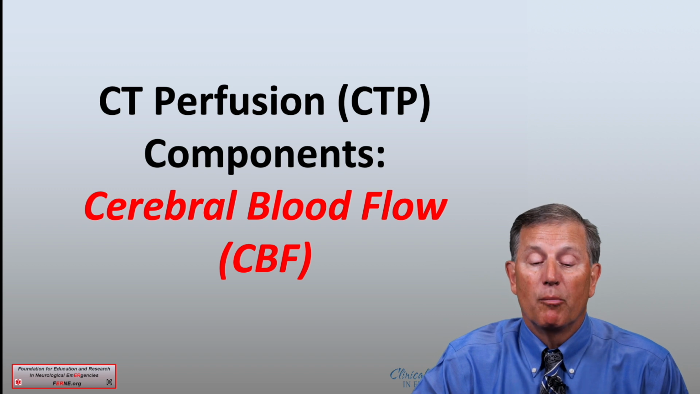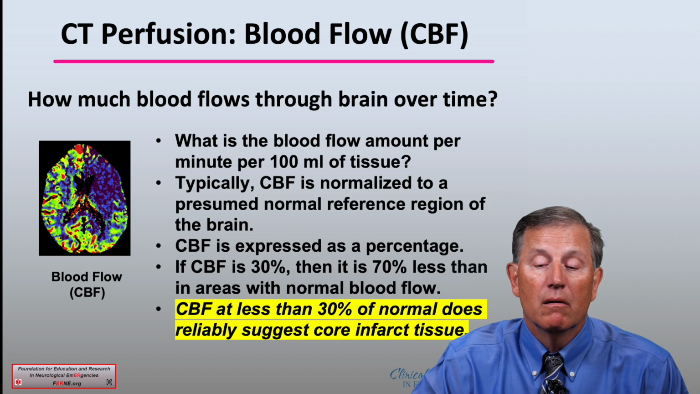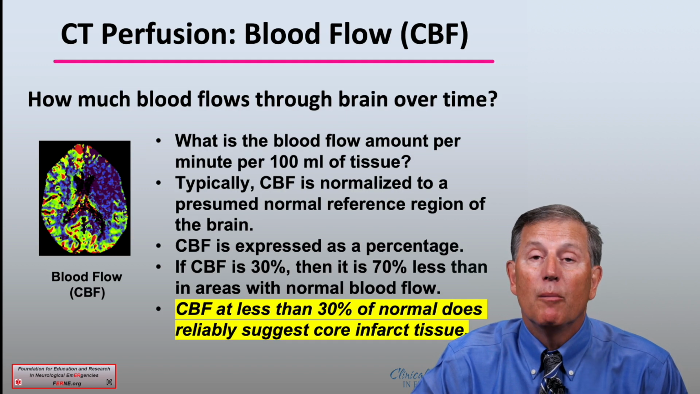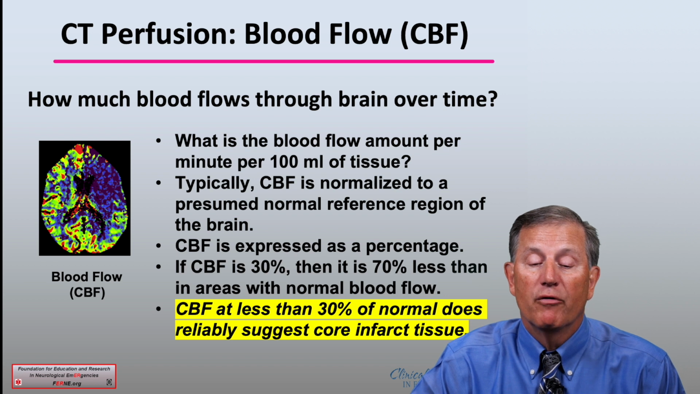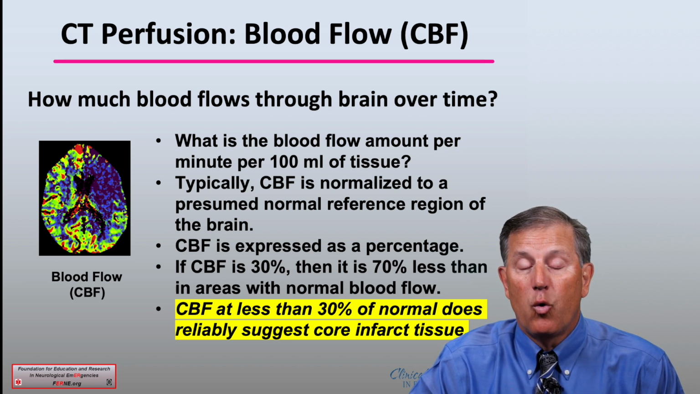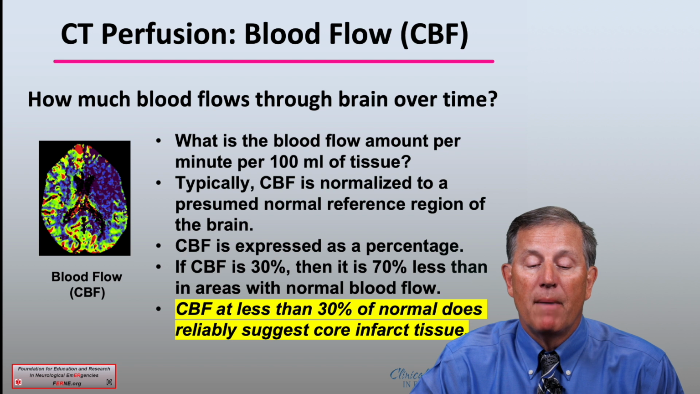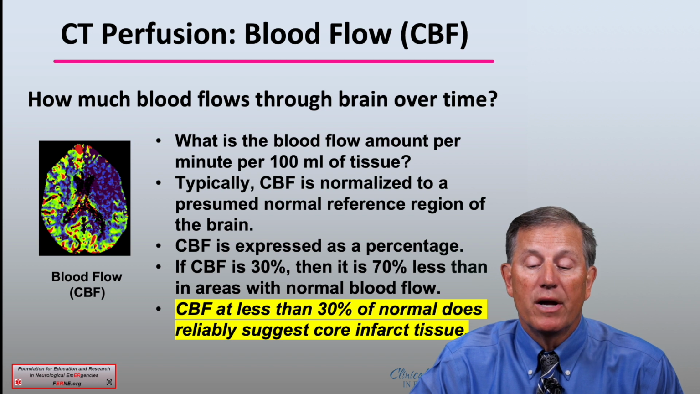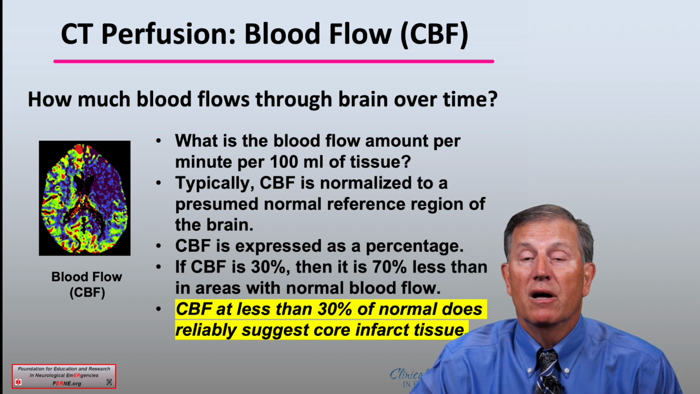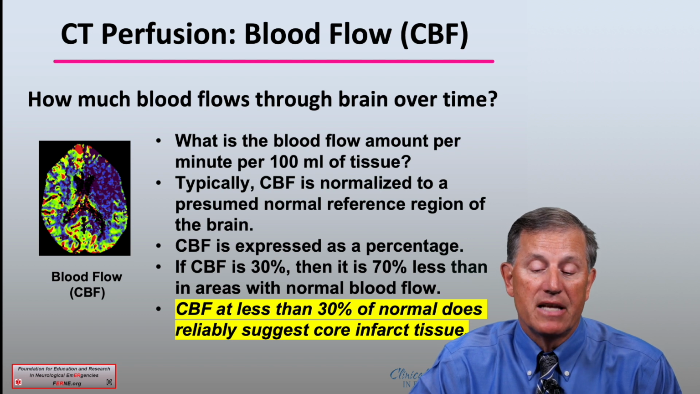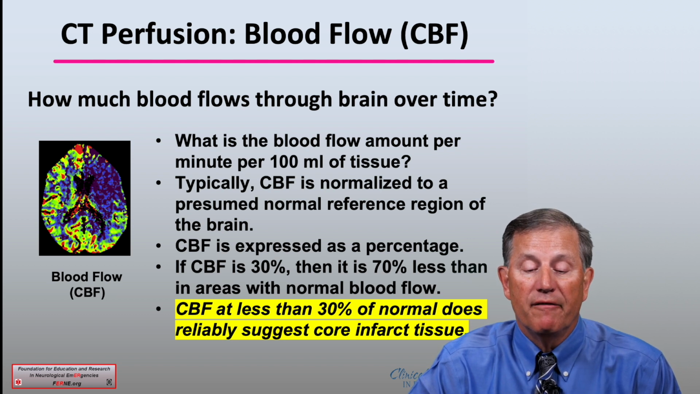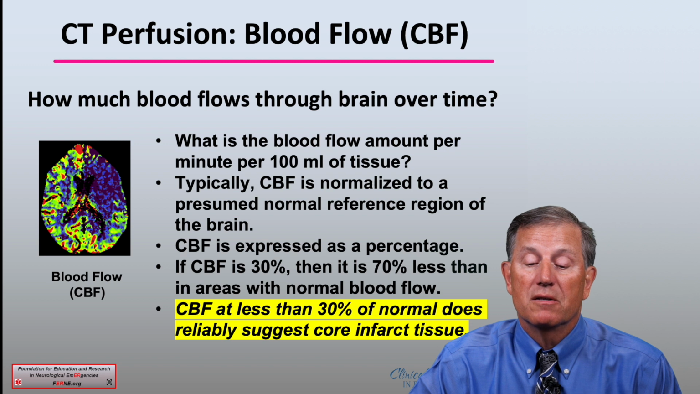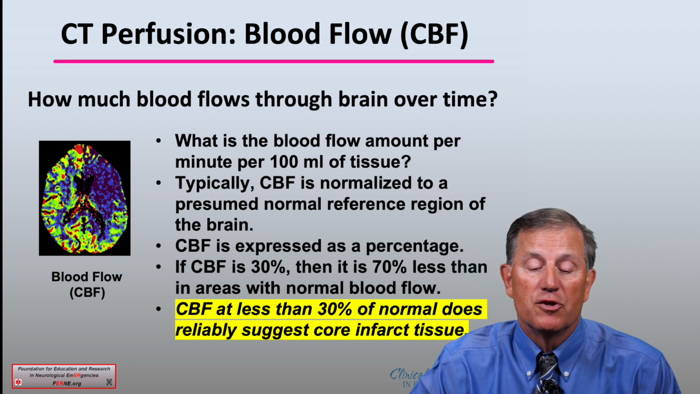What about cerebral blood flow? You ask the question, how much blood flows through the brain over time? And the question is, what is the blood flow amount per minute per 100 mils of tissue? Typically, cerebral blood flow is normalized or compared to a presumed normal reference region of the brain on the other side. And so CBF, or cerebral blood flow, is expressed as a percentage.